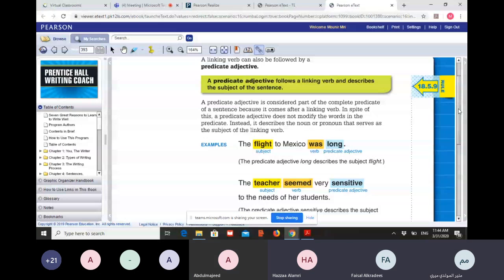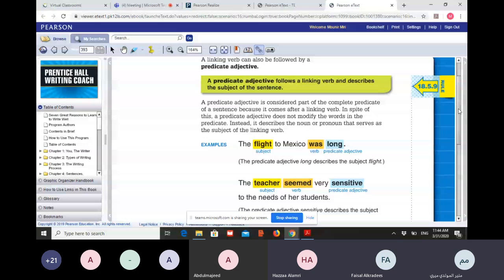A linking verb can also be followed by... Page what, teacher? This is on the screen. You are going to see it here on your screen. You don't have it in the book. Oh, okay. I didn't see it. I can't see anything on the screen. I'm sharing my screen with you. The other students, do you see my screen? Yes. I see the name, teacher.